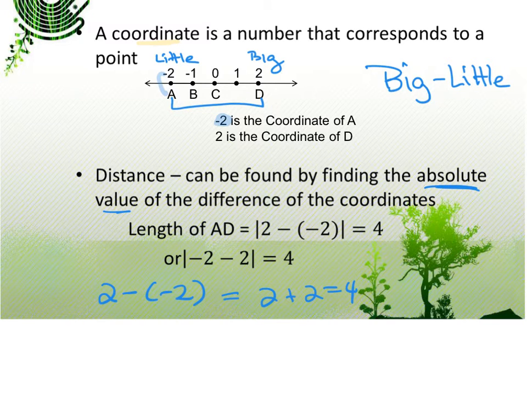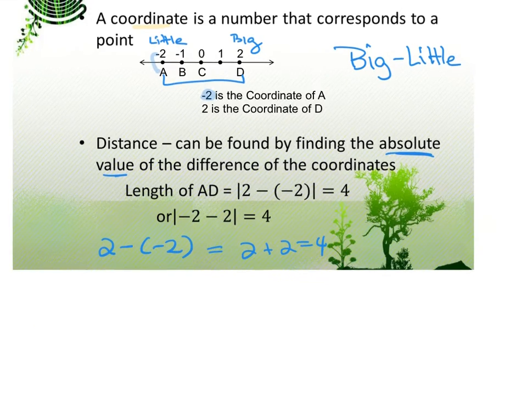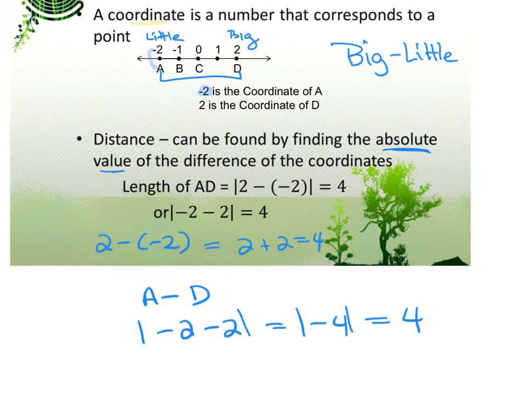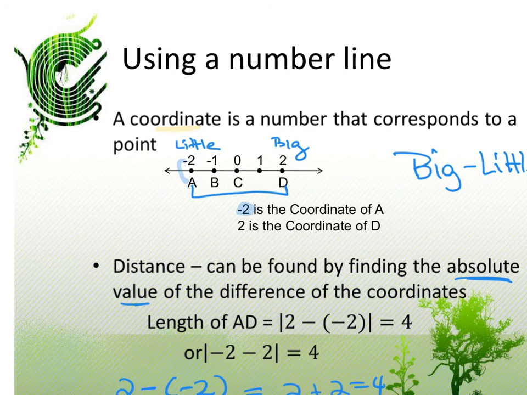Now, if you don't do the big minus little, that's when you're going to have to do the absolute value. So if instead you decided to subtract A minus D, that would have been -2 minus 2. You would have gotten -4, and that's where you need to absolute value it, because distance is never a negative number. So the length of a segment will never be negative. Now, you could also have counted the gaps. I could have counted 1, 2, 3, 4, and there's 4 spaces here.